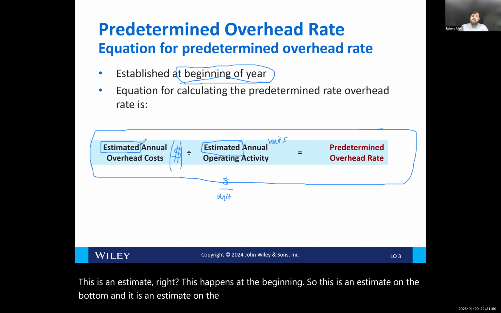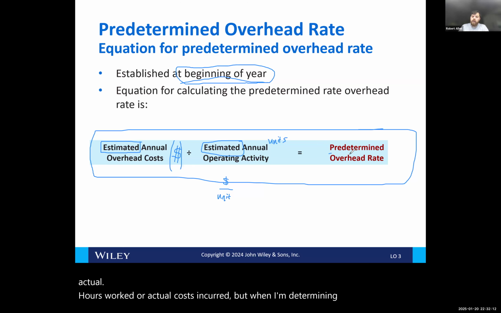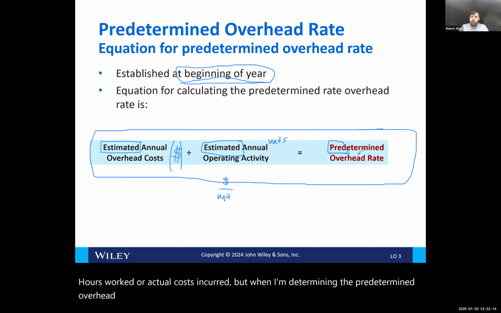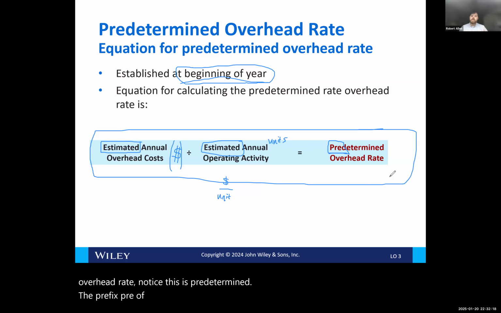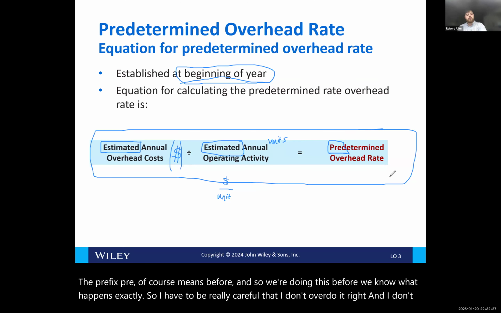This is important because as we move through the course, the questions will begin to include things like actual hours worked or actual costs incurred. But when I'm determining the predetermined overhead rate, notice this is predetermined. The prefix pre, of course, means before. And so we're doing this before we know what happens exactly. So I have to be really careful that I don't overdo it, right? And I don't start pulling in actuals too early.